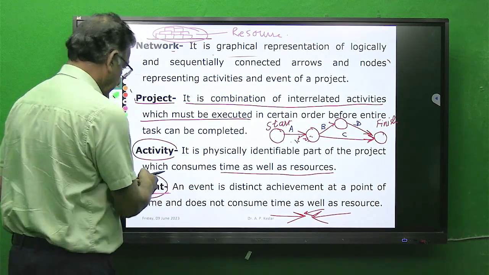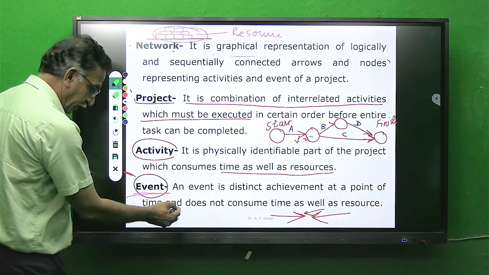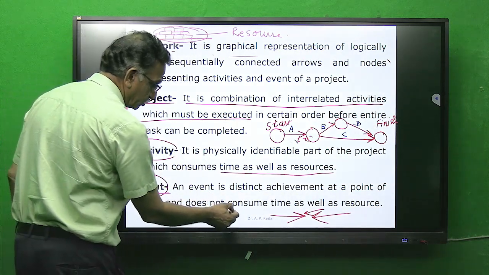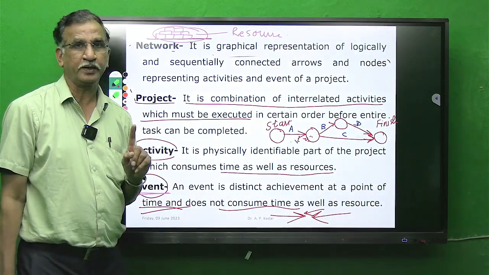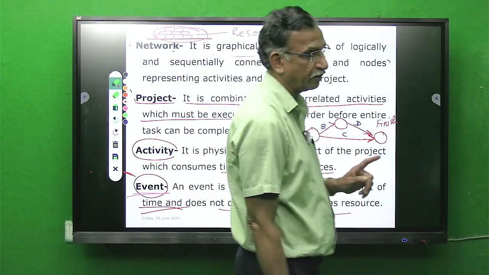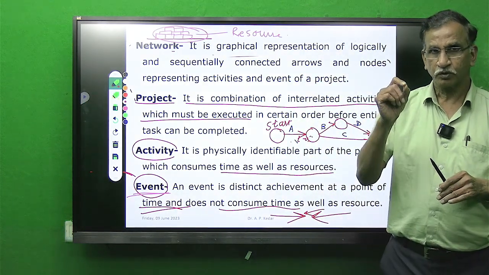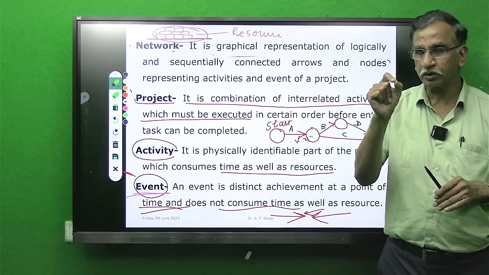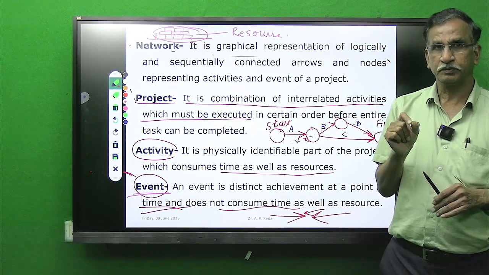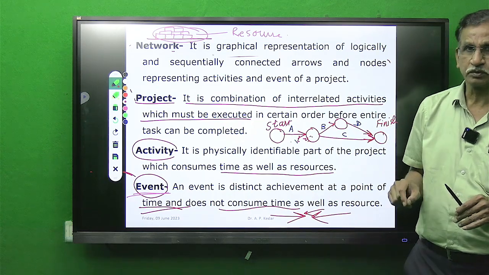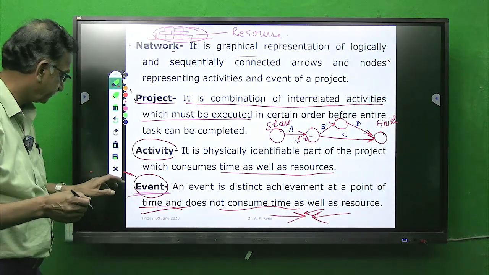And events are distinct achievements at a point of time and do not consume any time. So one thing you have to keep in mind in this PERT and CPM analysis: whenever it is an event, it will never consume time and resources, but when it is an activity, it will always consume time as well as resources. Keep this in mind.